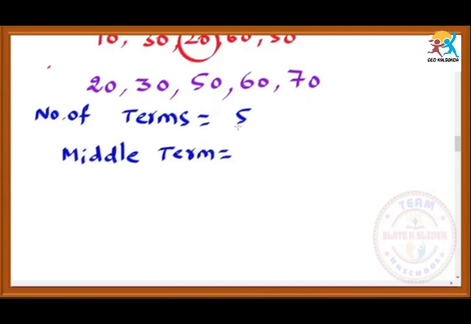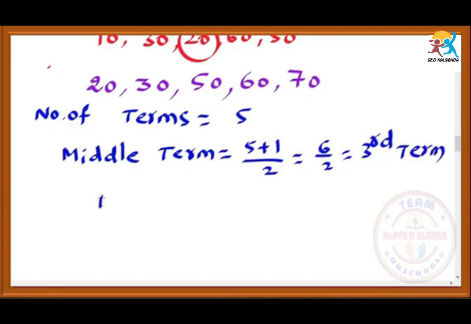Then the middle term will be, since we can't halve 5, we have to add 1: 5 plus 1 by 2, that is equal to 6 by 2, that is equal to the third term, not 3. The third term will be the median. So let us find the third term. First, second, third. From the right side also, the third term is 50 only. So the median is 50.